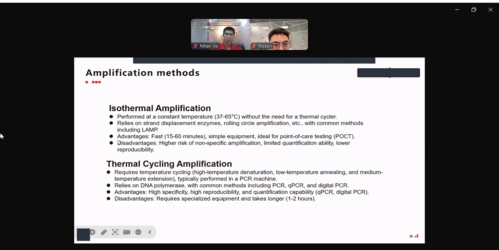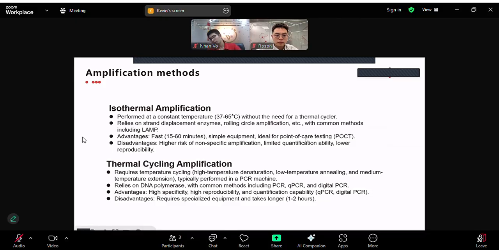For the advantages of the LAMP method, it is really fast. Normally in 15 to 60 minutes, people will finish the test and get the report. And it needs really simple equipment, because they don't have to set up the module to change the temperature. So the cost of the machine gets lower, and it suits point of care testing.